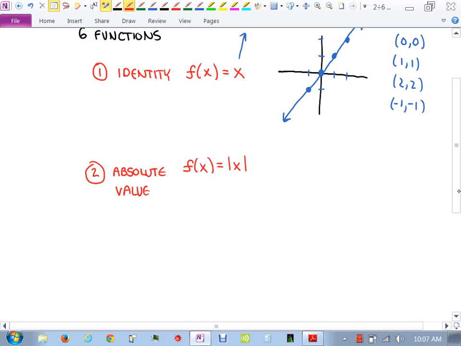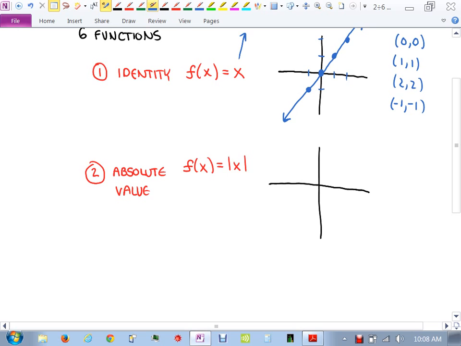For a domain problem? Yeah, but the domain of an absolute value has no restriction, because you can take the absolute value of any number. You just can't take the square root of a negative, and you can't divide by 0. Okay, maybe you hadn't seen those before.